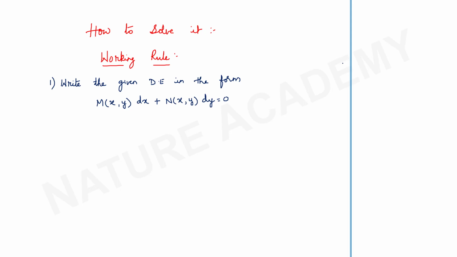What you have to do is first write down the given differential equation in the form M(x,y) dx plus N(x,y) dy is equal to 0. If it is already given in this form, you don't need to write it. Then differentiate M with respect to y and N with respect to x, that is, find ∂M/∂y and ∂N/∂x. After finding it, check whether ∂M/∂y is equal to ∂N/∂x. If both the results are the same, then the differential equation is said to be an exact differential equation.